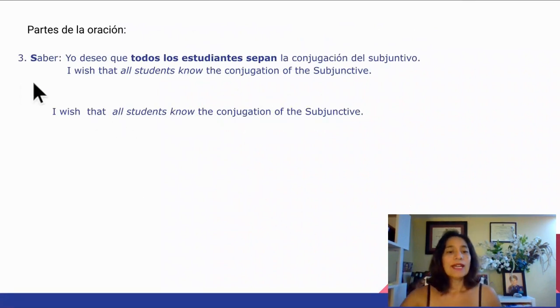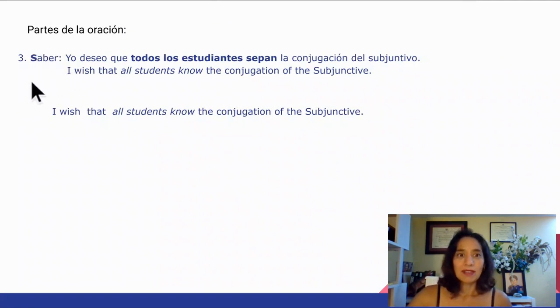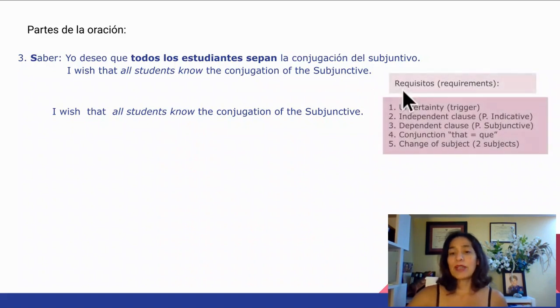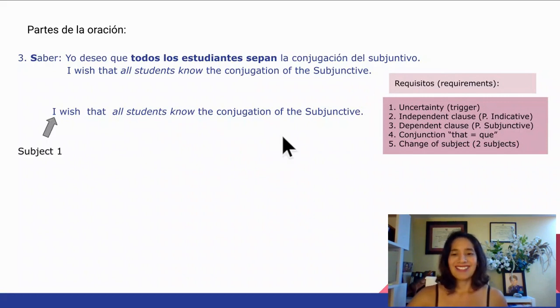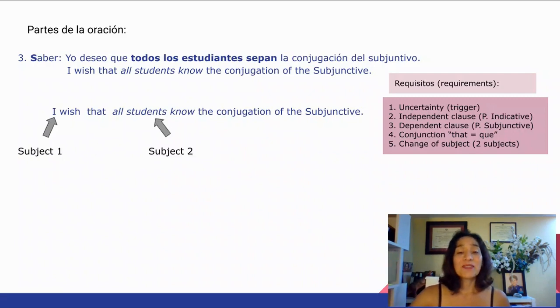Partes de la oración. El verbo saber. Yo deseo que todos los estudiantes sepan la conjugación del subjuntivo. Let's see if we have all the requirements. I wish that all students know the conjugation of the subjunctive. So, subject number one is I. What is my subject number two? All students. Very good. Muy bien. And now we have my conjunction, that. And here en la versión en español, I have the translation for I wish, which is yo deseo.